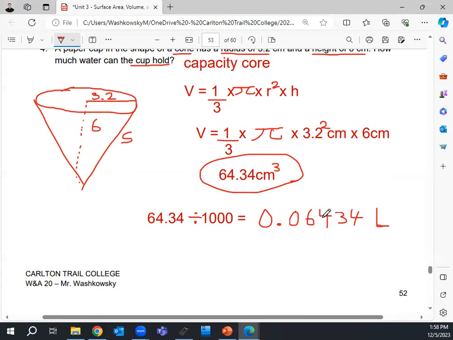1,000. So I'm just going to convert this into milliliters, which means I'm just going to times this by 1,000 again. So I'm just going to turn this into 64.34 milliliters. I would accept either one of these answers.